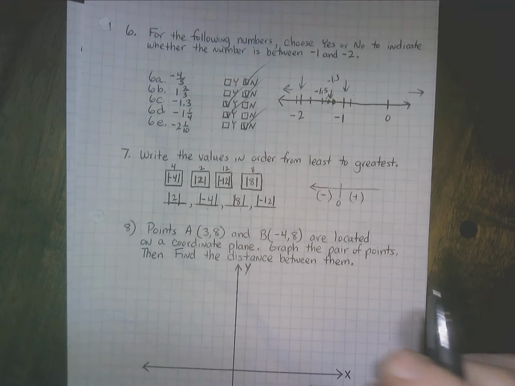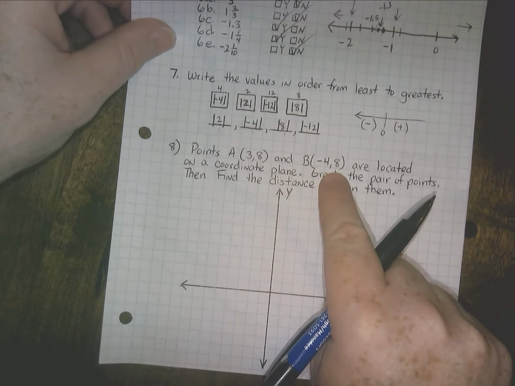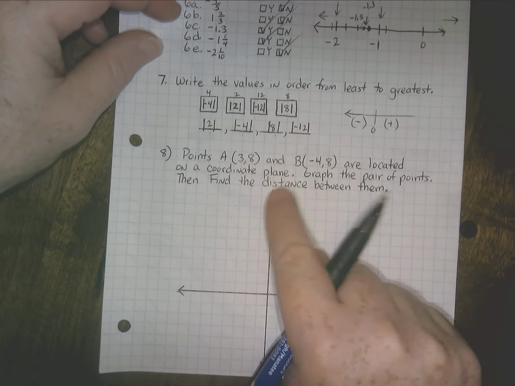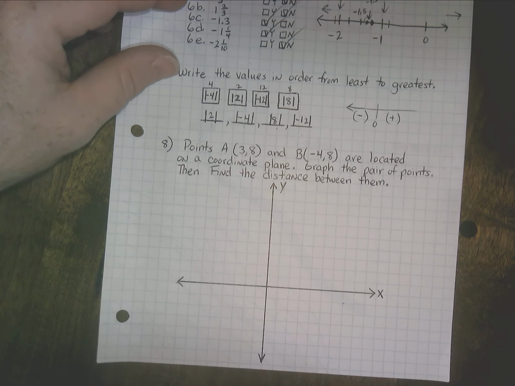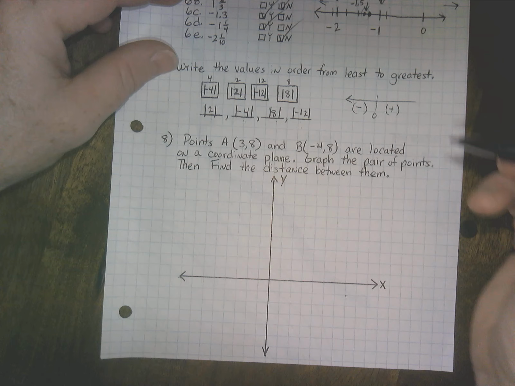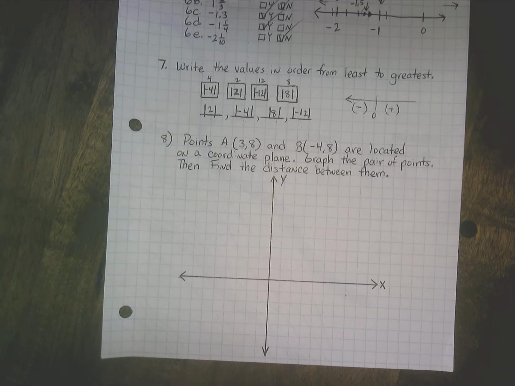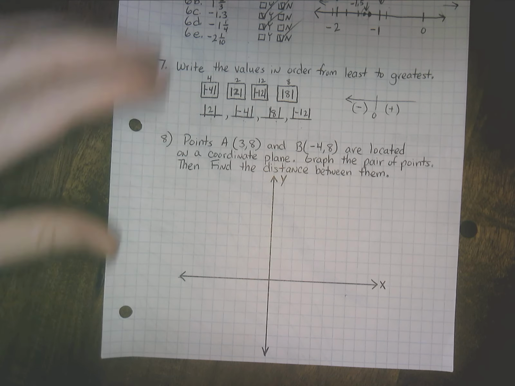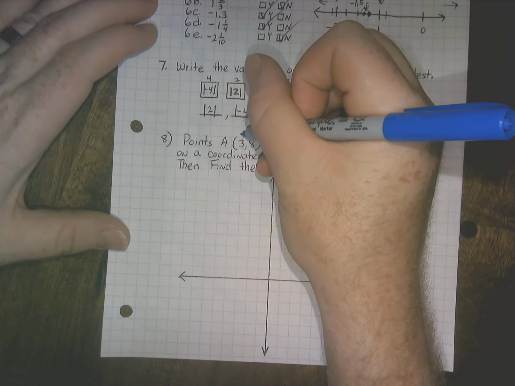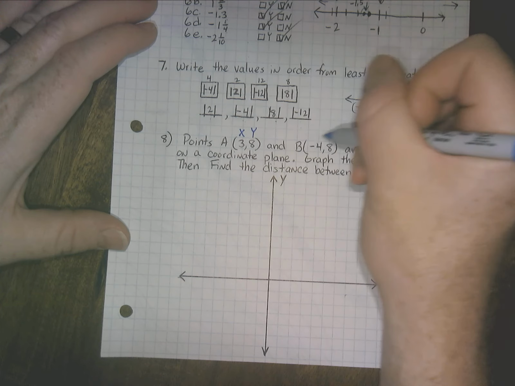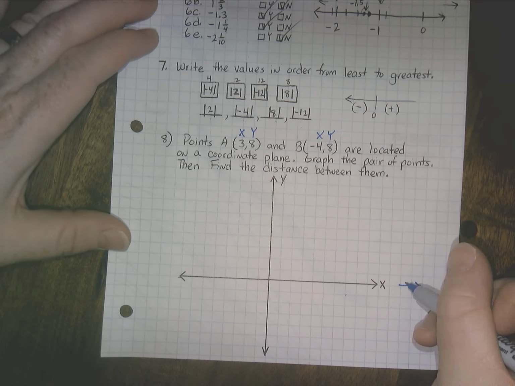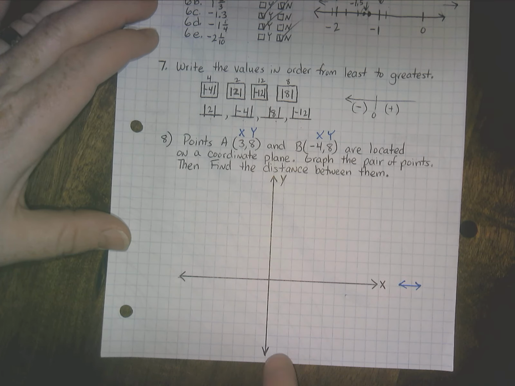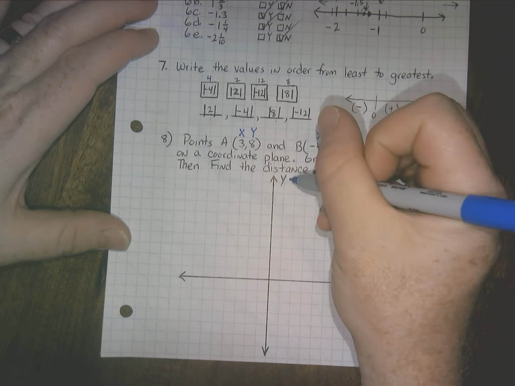Okay, number 8. Point A is (3, 8) and point B is (-4, 8). They're located on the coordinate plane down below. Graph the pair of points, then find the distance between them. So if we were to graph (3, 8), remember each ordered pair is always going to be x first and y second. That's always going to be the case. And x goes in this direction. It goes left and right, and then y is going to go up and down.